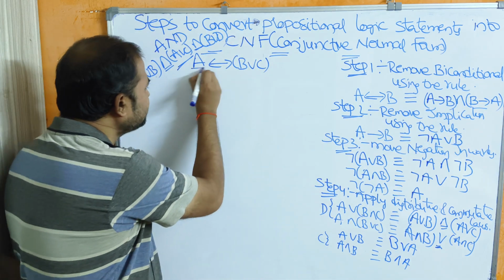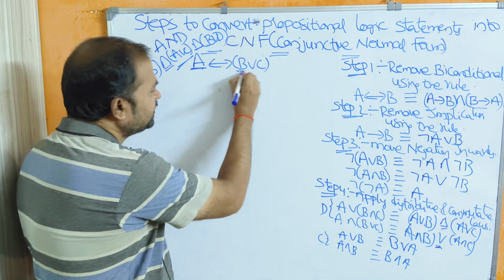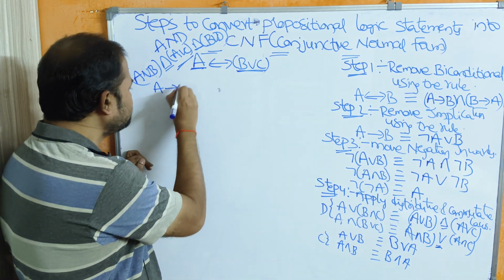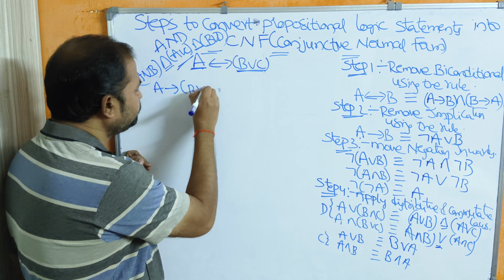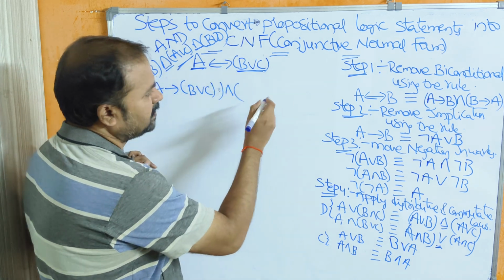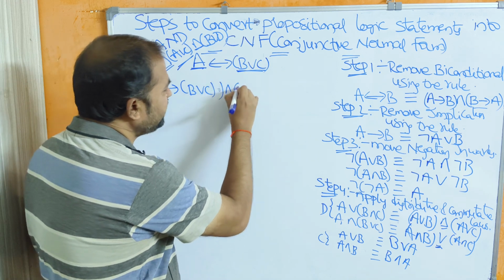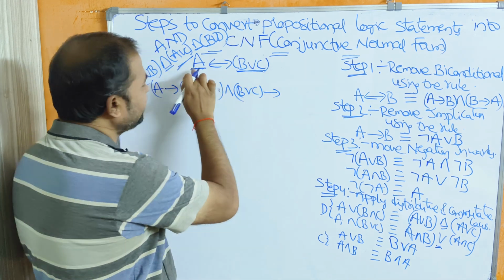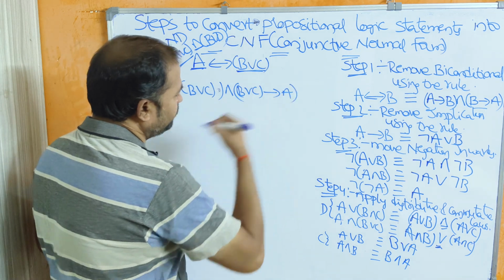Here what is A? This left hand side is nothing but A, and this right hand side is nothing but B. So what is the formula here? A conditional B and B conditional A. What is B here? B is (B or C). B conditional A, here A means A only.